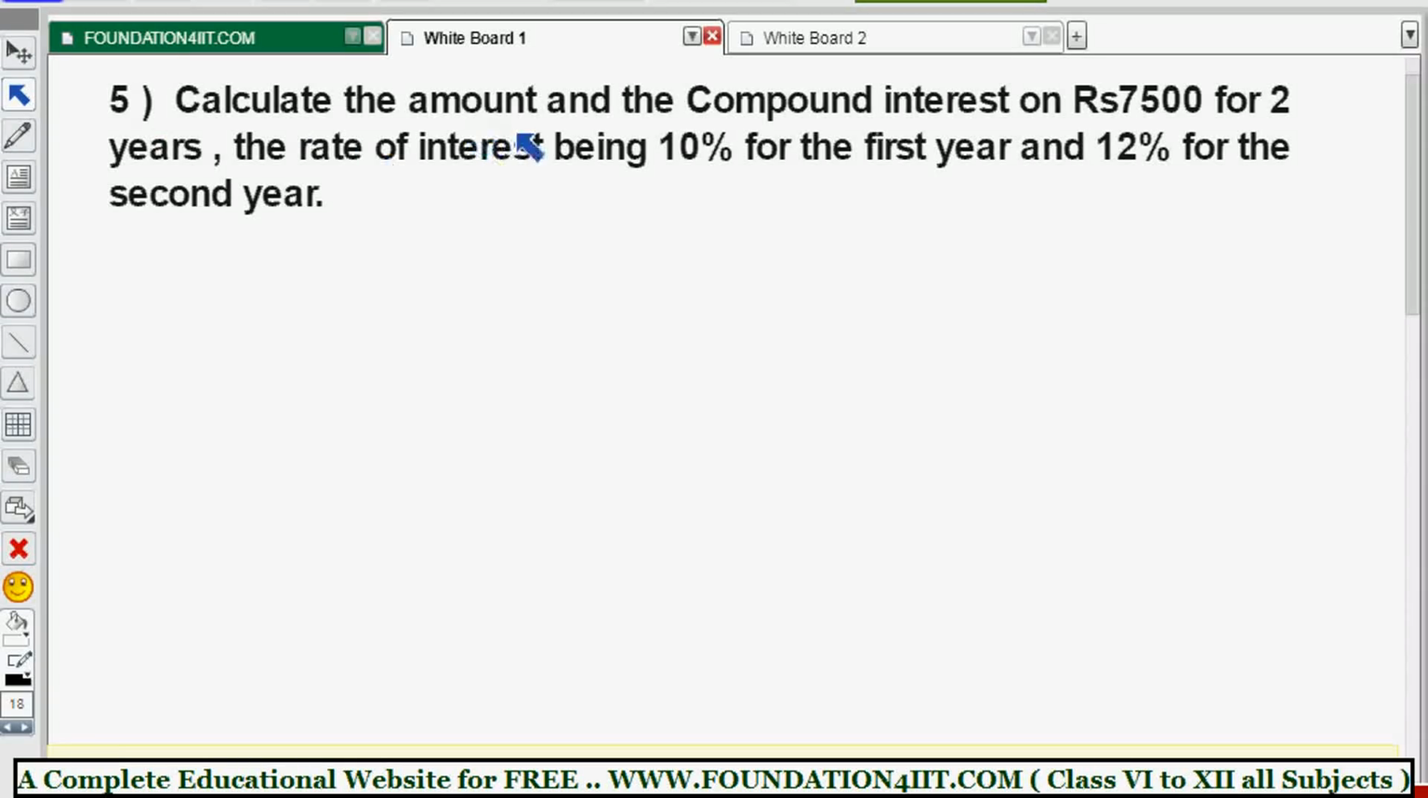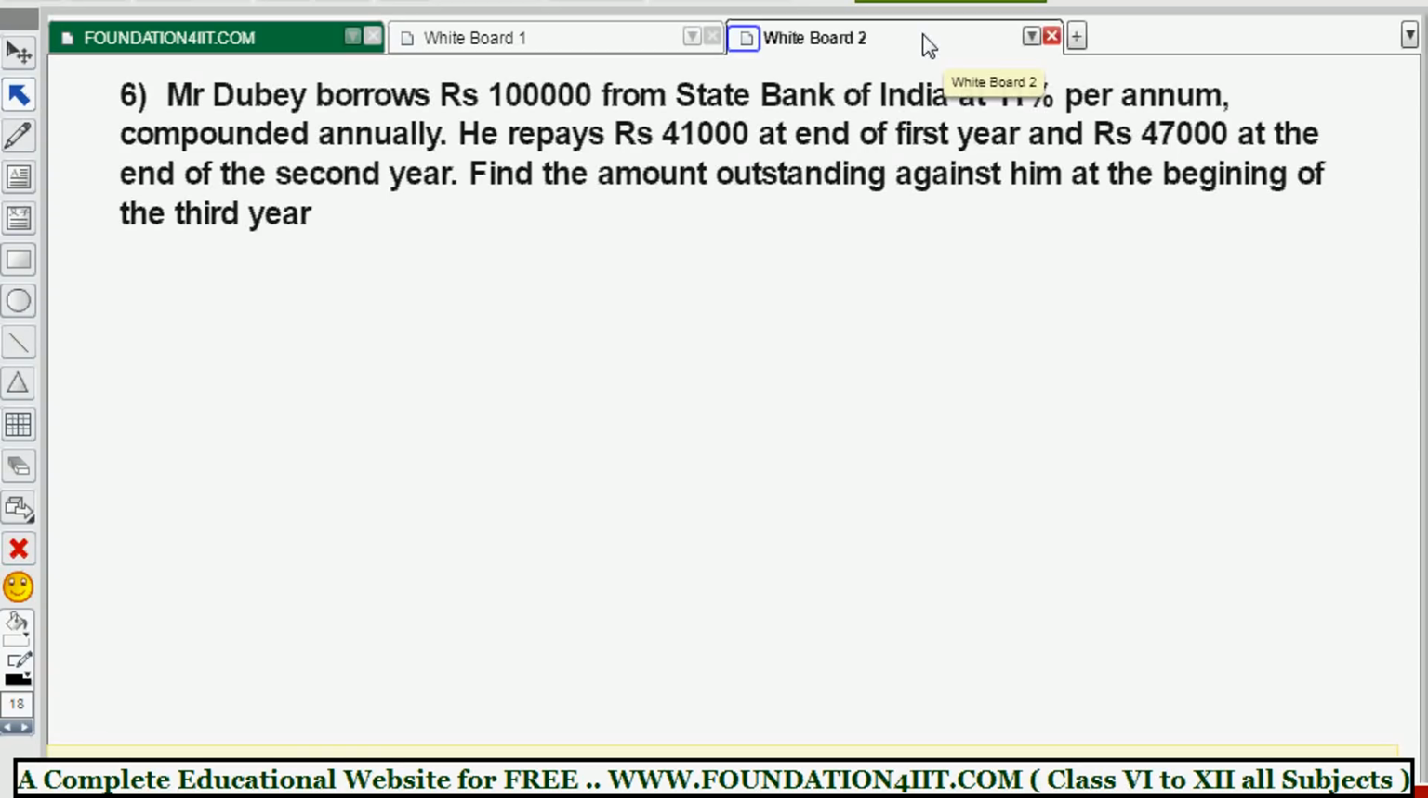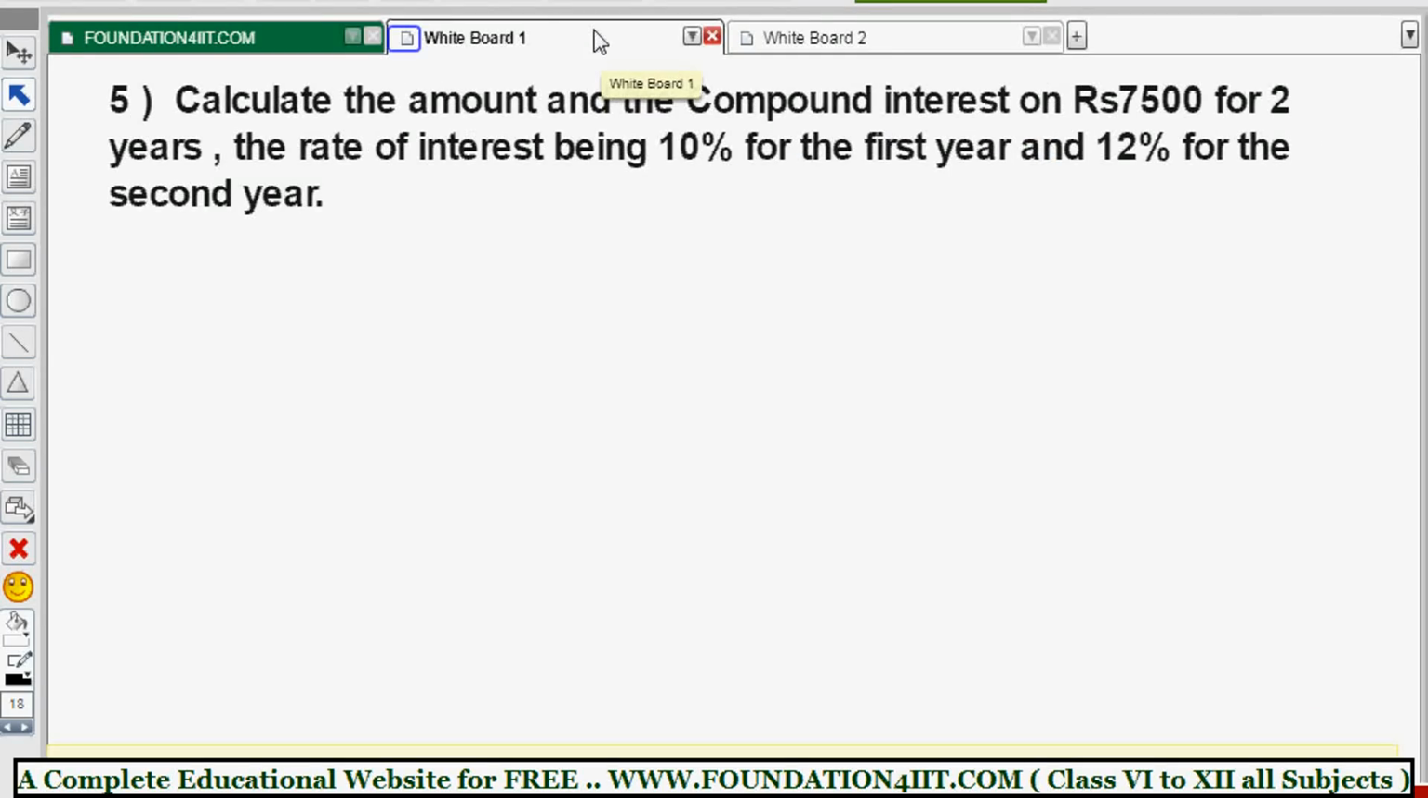So here, calculate amount and compound interest on some amount for 2 years, but the first year is 10% rate of interest and the second year is 12% rate of interest. Okay, we'll see how to do problems like this. And in the second one, when you repay some amount in the first year and second year, we'll also see problems like these. So first of all we'll do this.